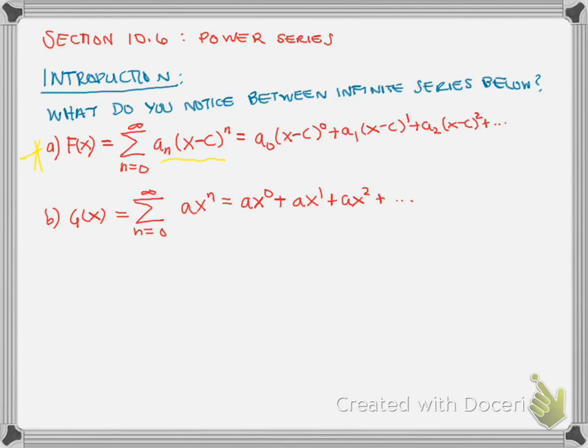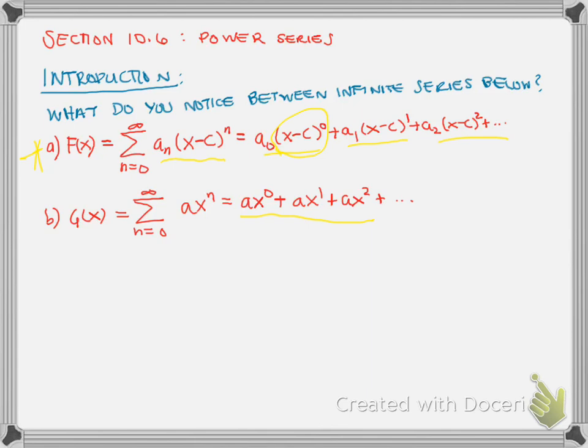And then I wanted you all to look to see what happens if I string out a few terms. We see the first term is going to be a sub naught times x minus c to the 0, so we know that goes to 1. Then we have a sub 1 times x minus c, and then a sub 2 times x minus c squared, and so on. And then in g of x, it's a times x to the n.